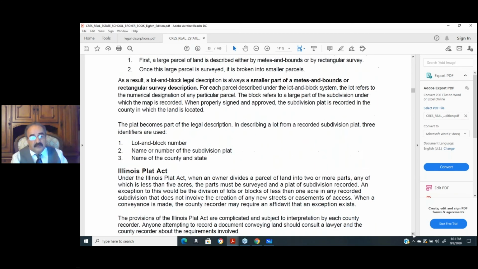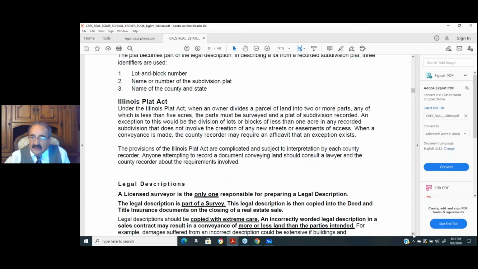Now, see this Illinois Plat Act. I want you to highlight it and put an X by that. The Illinois Plat Act. Are you going to see this on a state exam? 100% guaranteed you'll see this on a state exam. You take the state exam 1,000 times, this question will be on there. So the Illinois Plat Act states, and I think I told you already, put an X by it.